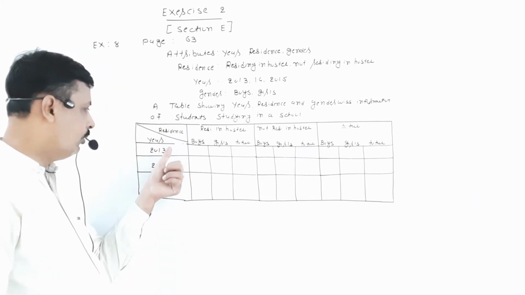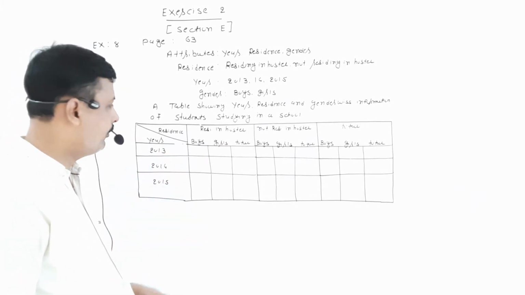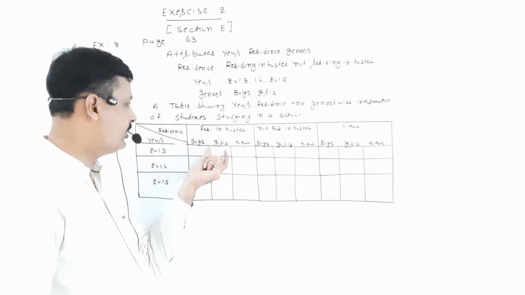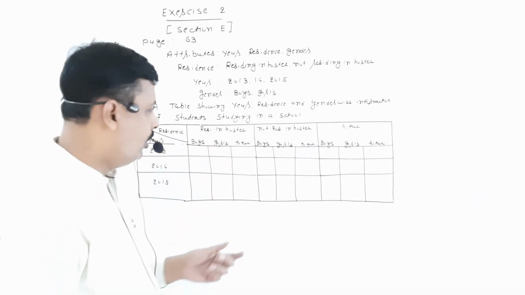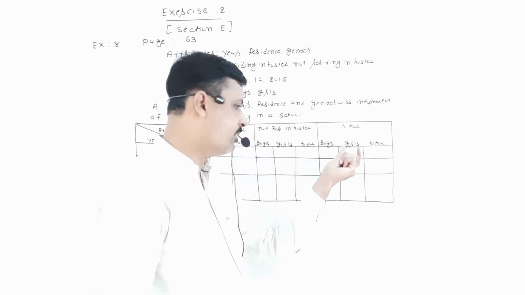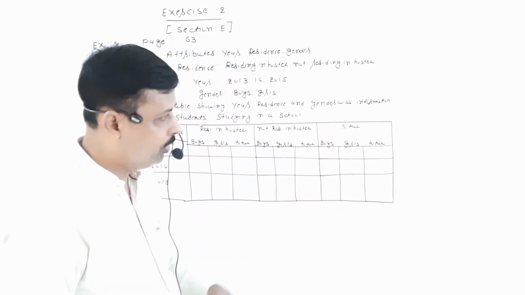So year 2013, 14, 15. Residing in hostel, boys, girls and total. Not residing in hostel, boys, girls and total, and total boys, girls and total. Now here.